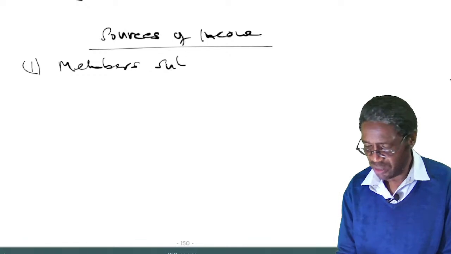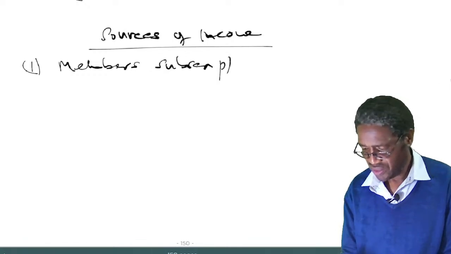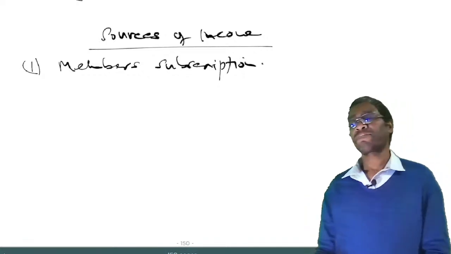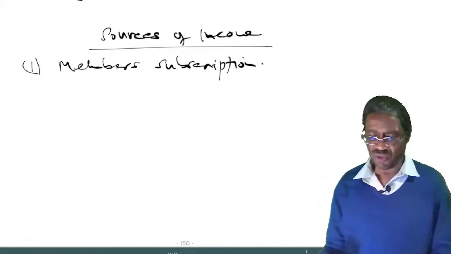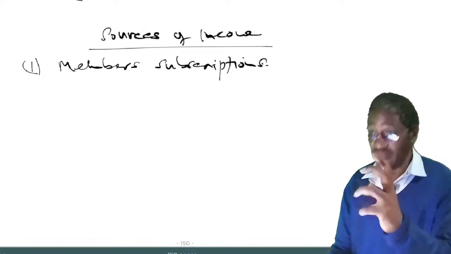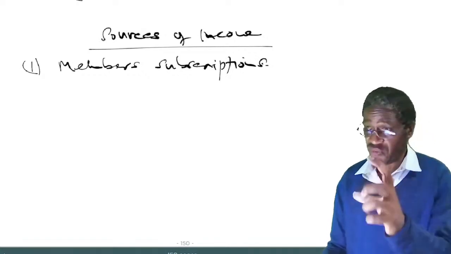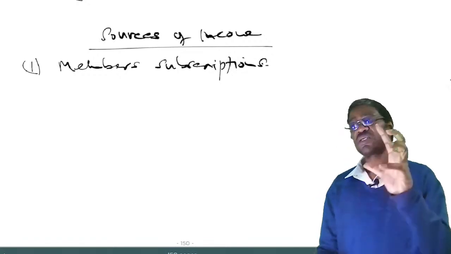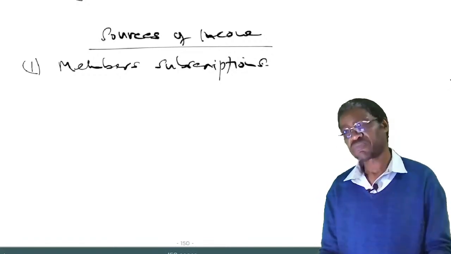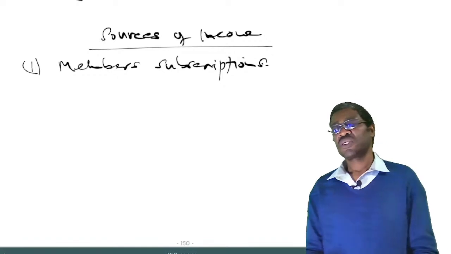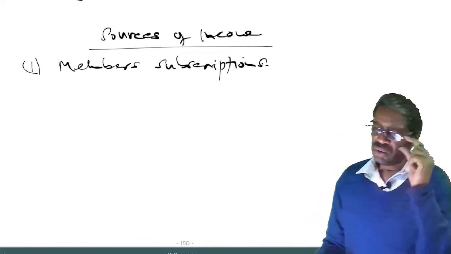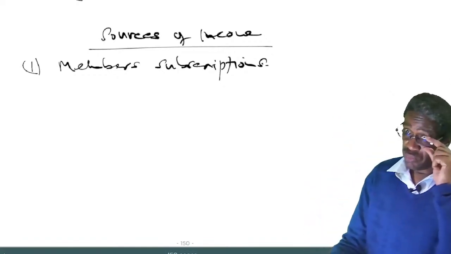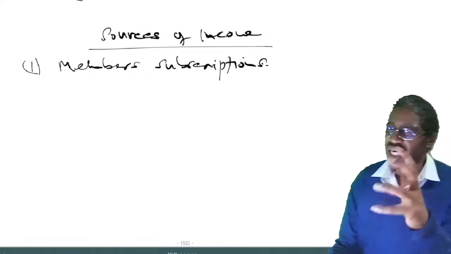Members' subscriptions. That's one of the sources of income, and it's the main one, for non-profit making organizations like a sports club.